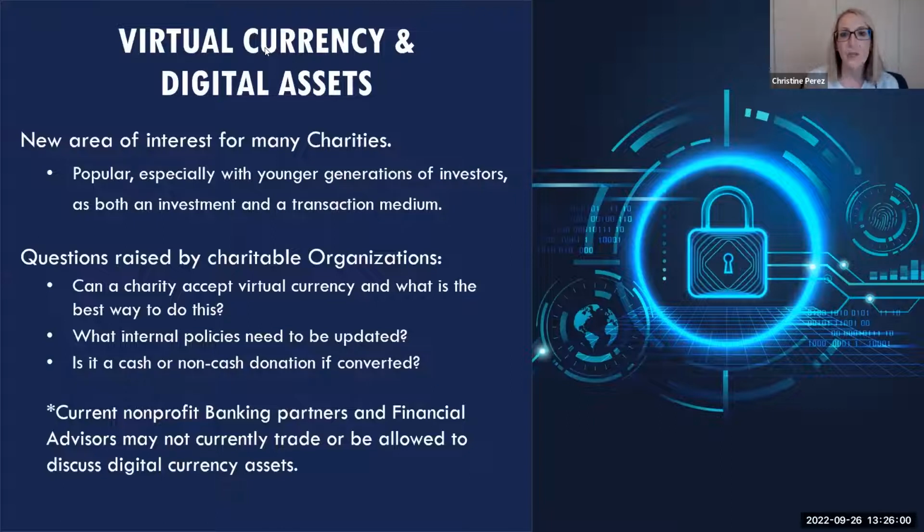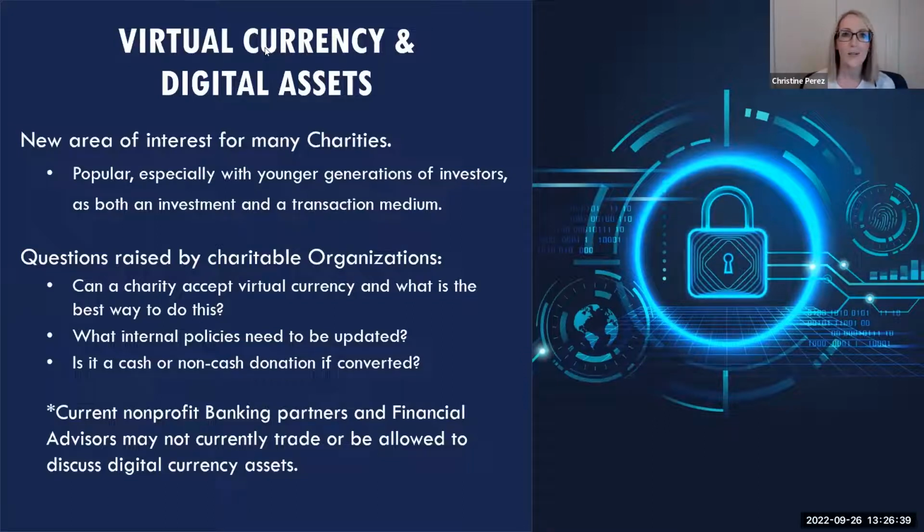Yes, and with virtual currency and digital assets, this is really just a new area of interest that a lot of organizations are starting to research and look at, because the donations are becoming more popular, especially with a lot of the younger donors that are starting to give these types of alternative assets. I think a lot of charities just at this stage want to make sure that they don't miss the boat on accepting these donation types. These assets are not only held as an investment, but a lot of times we're increasingly hearing of these as almost like a transaction medium.